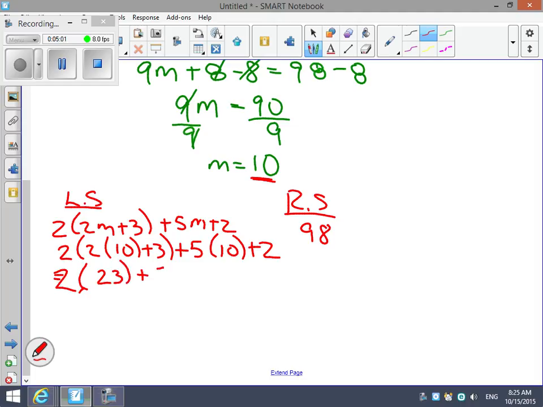Plus 5 times 10, we could almost do it here because it's not interfering with anything. We have 2 times 23 is 46, plus 50, plus 2, and 46 plus 50 plus 2 is 98. And lo and behold, that's what we had over there.